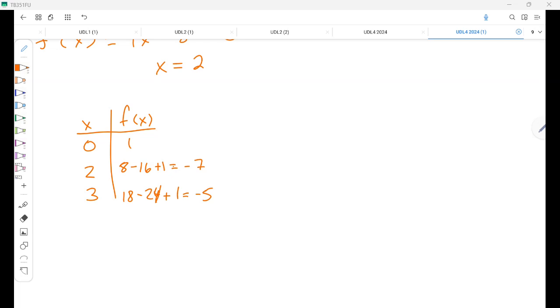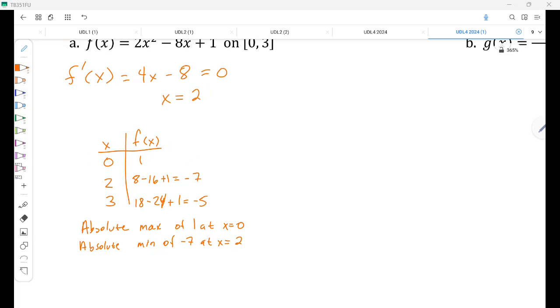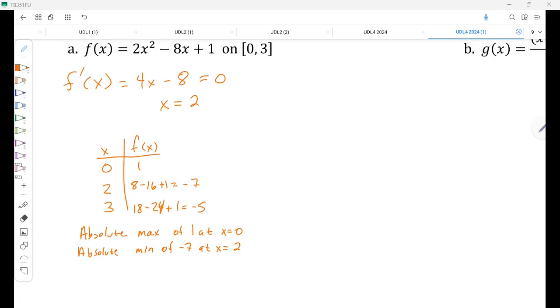So let's see, we have an absolute max of 1 at x equals 0. And an absolute min of negative 7 at x equals 2. Cool. Yeah, there are definitely some shortcuts you can take, especially when you're working with polynomials. And like I said, we'll highlight that in number 4.